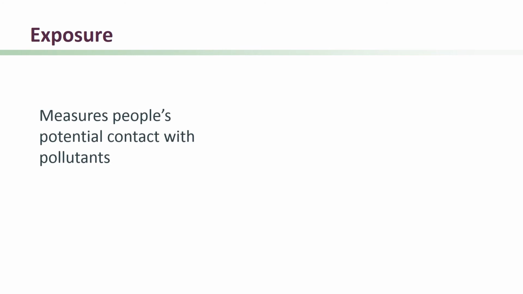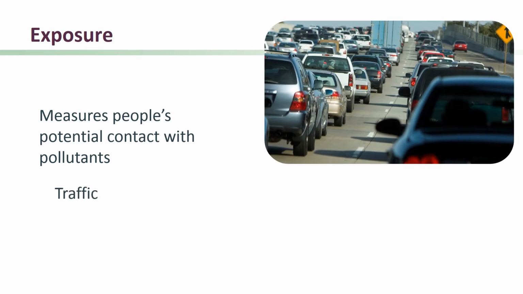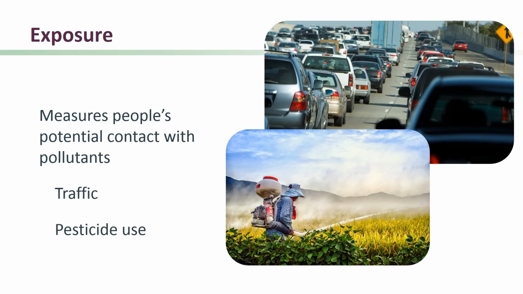The exposures component are measures of people's potential contact with pollutants. Traffic and pesticide use are examples of ways in which people can be exposed to pollutants. People living in areas of high traffic density can be exposed to chemicals from vehicles. People living near areas of high pesticide use may be exposed to those pesticides.